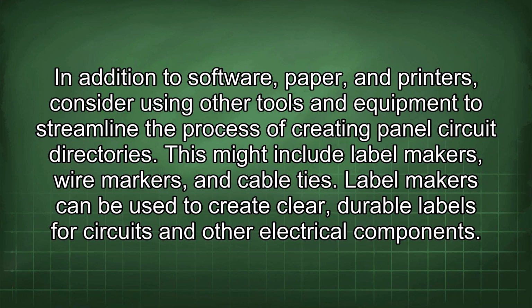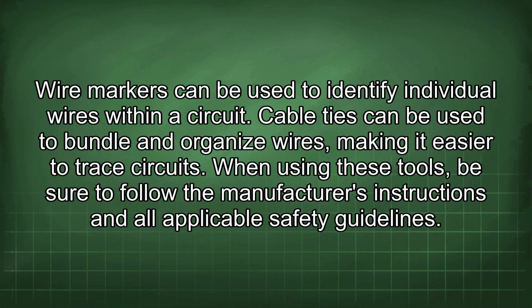In addition to software, paper, and printers, consider using other tools and equipment to streamline the process of creating panel circuit directories. This might include label makers, wire markers, and cable ties. Label makers can be used to create clear, durable labels for circuits and other electrical components. Wire markers can be used to identify individual wires within a circuit. Cable ties can be used to bundle and organize wires, making it easier to trace circuits. When using these tools, be sure to follow the manufacturer's instructions and all applicable safety guidelines.